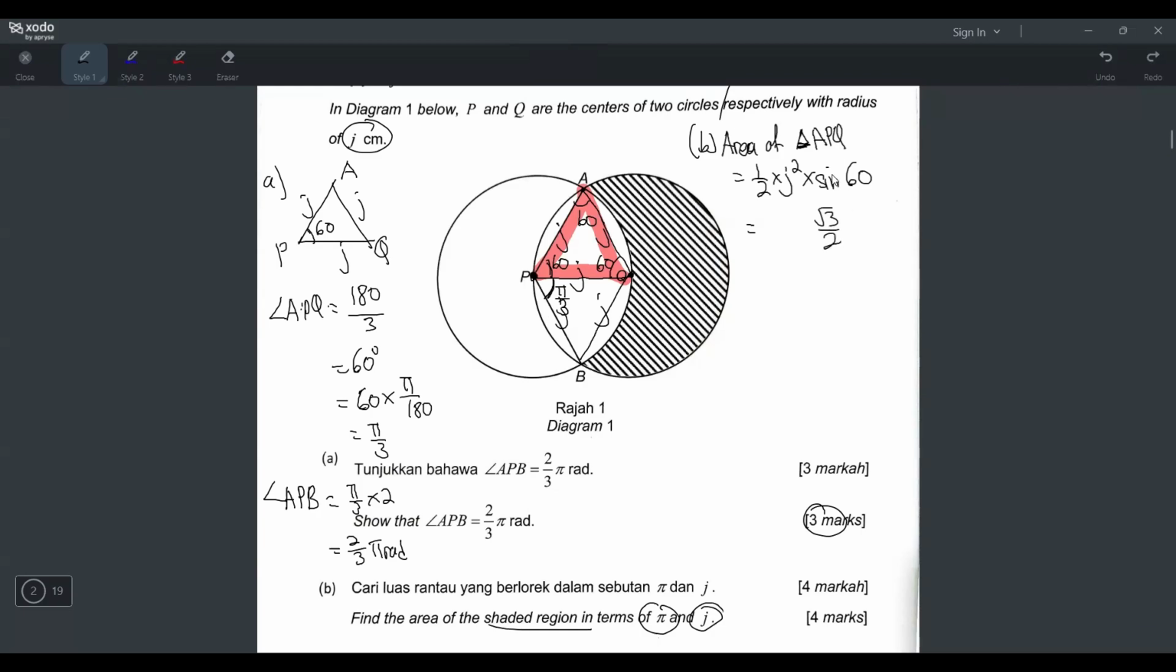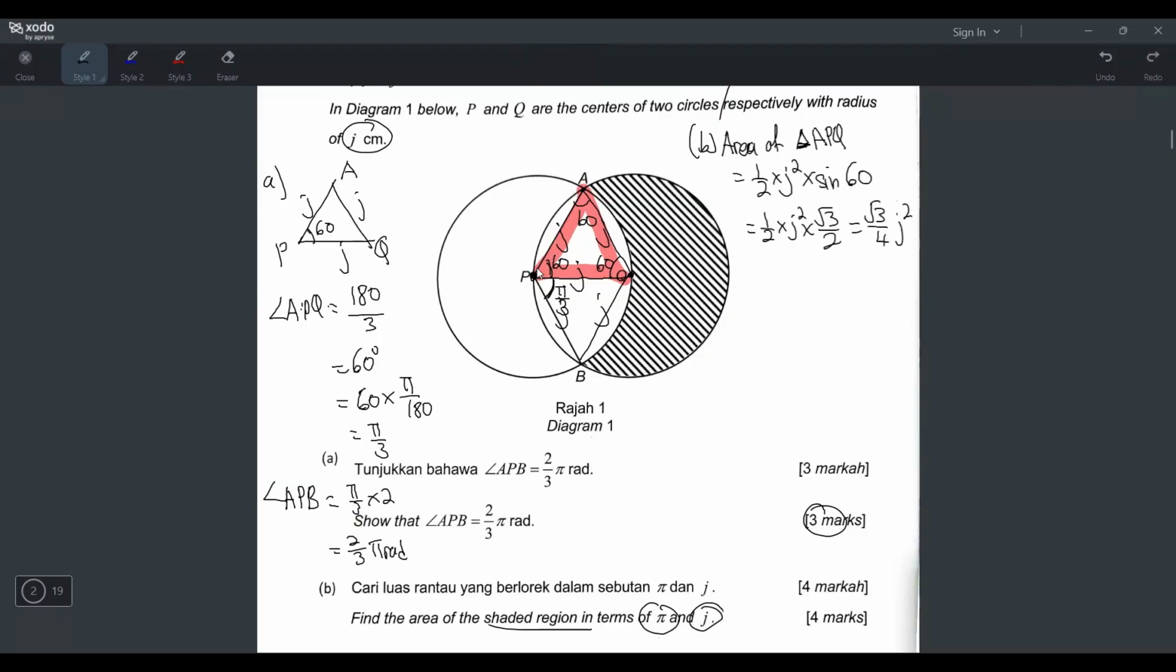You learn this in trigonometry, okay? You have special angles for 30 degree, 45 degree, and 60 degree. And sine 60, the answer will be same with cos 30, which is root 3 over 2. And then this one is 1 over 2 times j square, and you will end up with atas darab atas, bawah darab bawah, so it's root 3 over 4 j square.